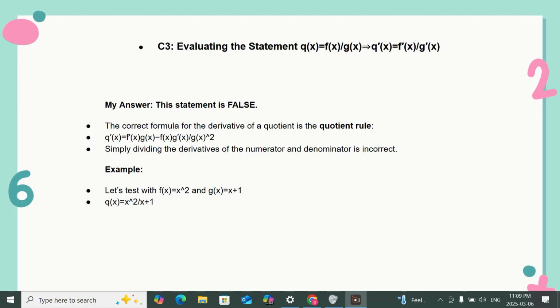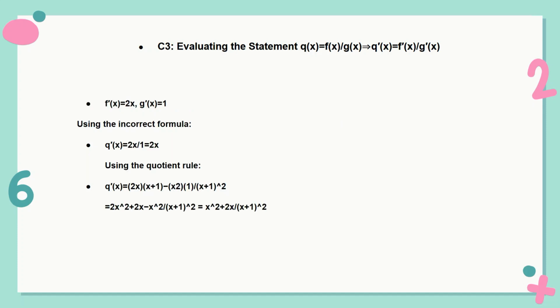Let's test this with an example. Let f of x be equal to x squared and g of x be equal to x plus 1. So q of x is equal to x squared divided by x plus 1. So let's use both formulas. First, we need to find the derivatives. f prime of x is equal to 2x and g prime of x is equal to 1. Let's use the first formula. q prime of x is equal to f prime of x divided by g prime of x. Following this formula, we get 2x.